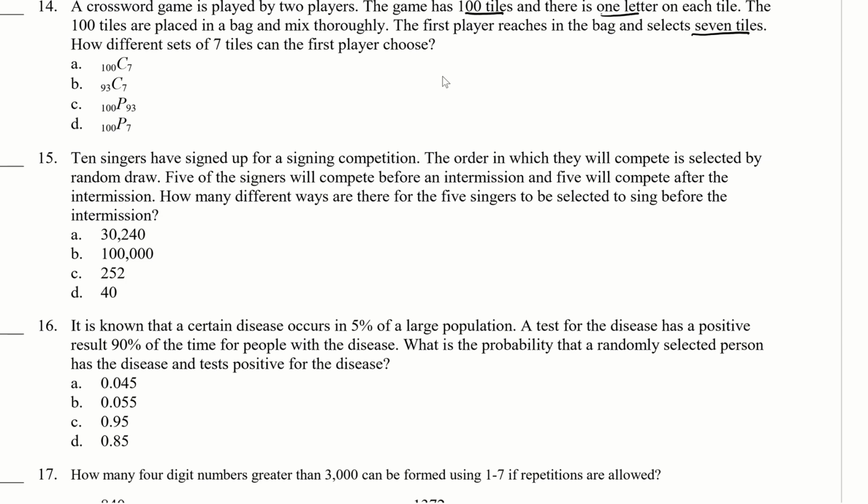Okay, so here the order doesn't matter, right? So because if I chose A, B, C, D, E, F, G, that's the same thing as if I chose G, A, B, C, D, E, F, right? If I just reversed the order or put G up first. So this is a combination. Order doesn't matter. So we know it can't be C or D. And we have 100 tiles and we're choosing 7 of them. So it has to be just that, 100 choose, in this case, 100 choose 7.